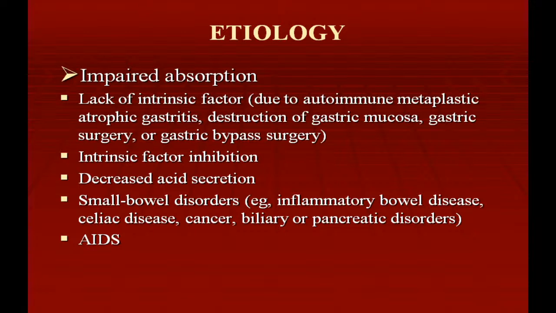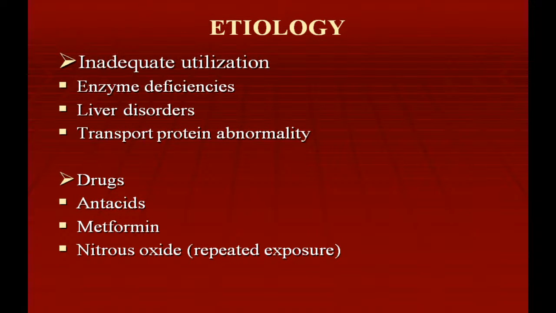For example, inflammatory bowel disease, celiac disease, cancer in the GIT, and some biliary and pancreatic disorders. Also, patients with AIDS suffer from vitamin B12 deficiency, and some have inadequate utilization of B12, so some enzyme deficiency, liver disorders, transport protein abnormalities, and some drugs which can also disturb absorption of vitamin B12, such as antacids and metformin, and you know that metformin is a very widely used drug for patients with diabetes mellitus and insulin resistance. So monitor CBC in patients with prolonged intake of metformin. And sometimes repeated nitrous oxide exposure can also lead to vitamin B12 deficiency.